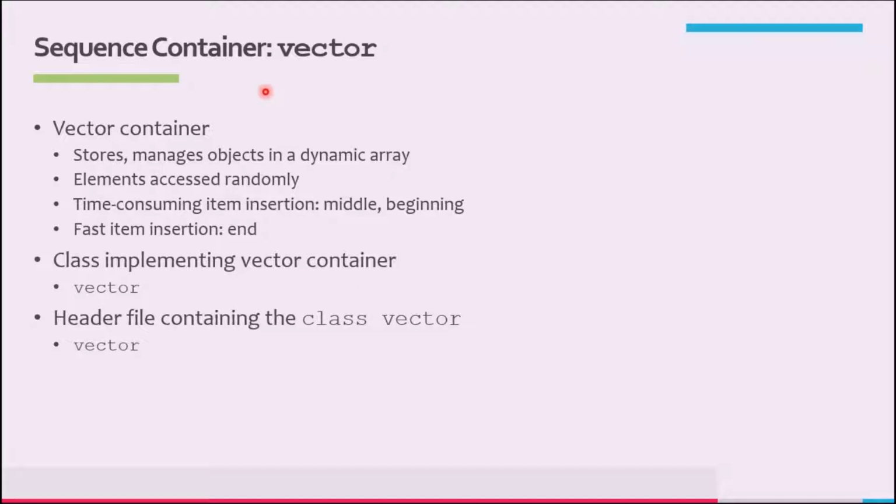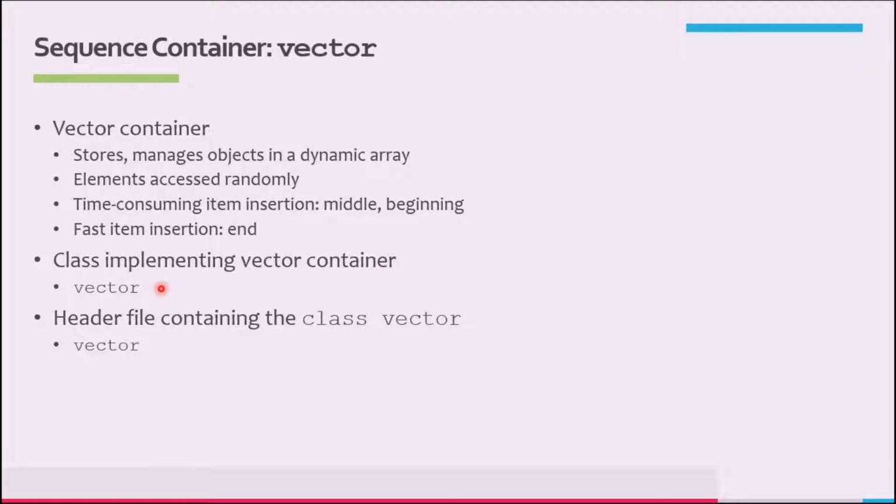So let's look at the sequence container vector. A vector container stores and manages each object in a dynamic array. Because an array is a random access data structure, the elements of a vector can be accessed randomly. Item insertion in the middle or beginning of an array is time-consuming, especially if the array is large. However, inserting an item at the end is fast. The name of the class that implements the vector container is vector.